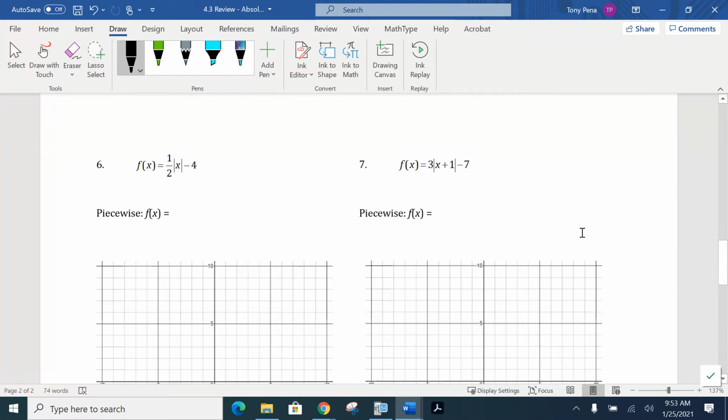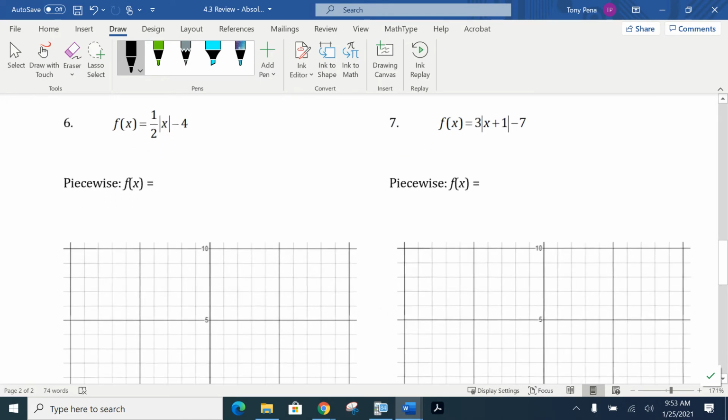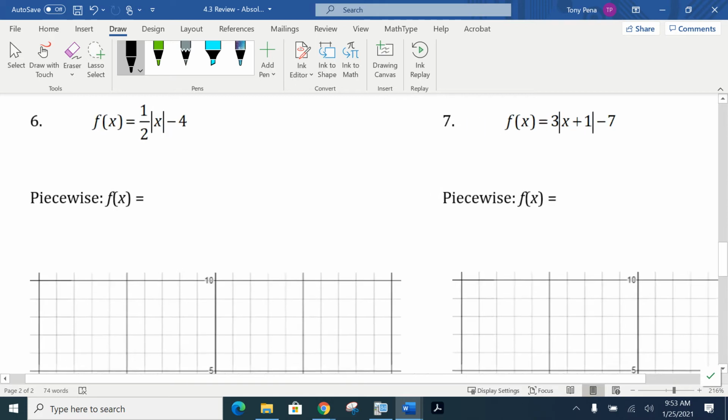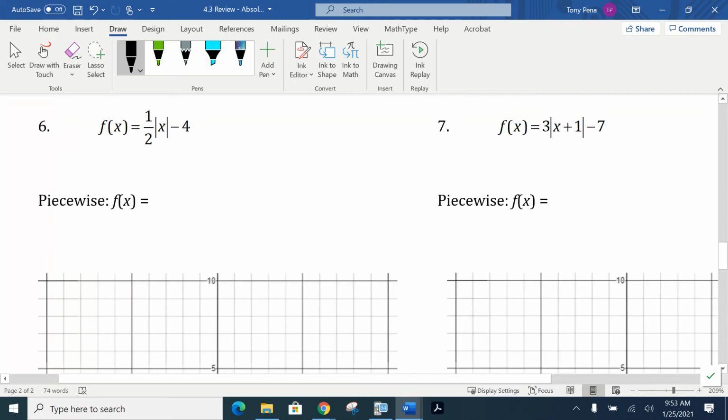All right, 6. See what you think for 6. Can you see that? Oh, you have the paper. What happens?